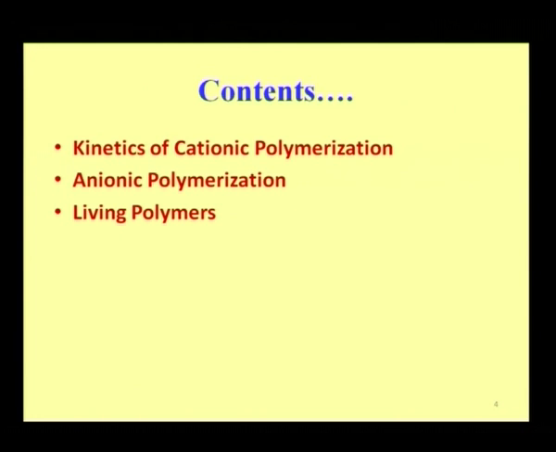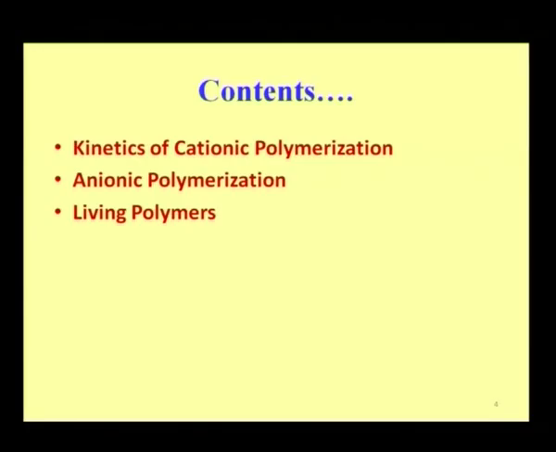In the earlier classes we have seen the free radical polymerization mechanism and the kinetics, and later we also went around the cationic polymerization. Its mechanisms have already been dealt with, and today we are going to enter into the kinetics part of this type of polymerization. Then we will be doing the anionic polymerization, its mechanism and the kinetics, and finally we will close with living polymers, their importance and their applications in various fields.